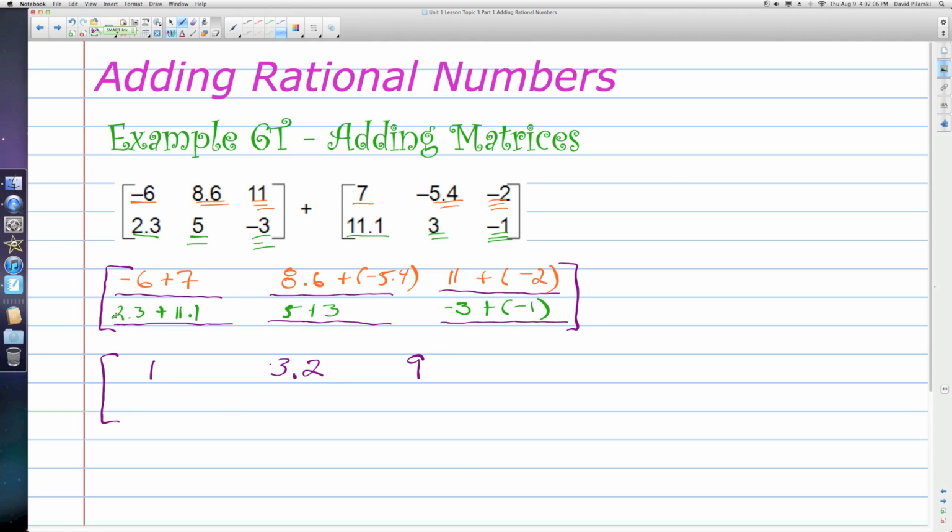Down here in the second row, I have to add 2.3 to 11.1, and that gives us 13.4. 5 plus 3, I think the easiest calculation, gives us 8. And negative 3 plus negative 1 gives us negative 4. So there we added a 2 by 3 matrix to a 2 by 3 matrix to get our resultant matrix. Now, these had to be the exact same size for us to add them together. I don't think I mentioned that yet. For us to be able to add two matrices, they have to be the same size. And these were both 2 rows by 3 columns.